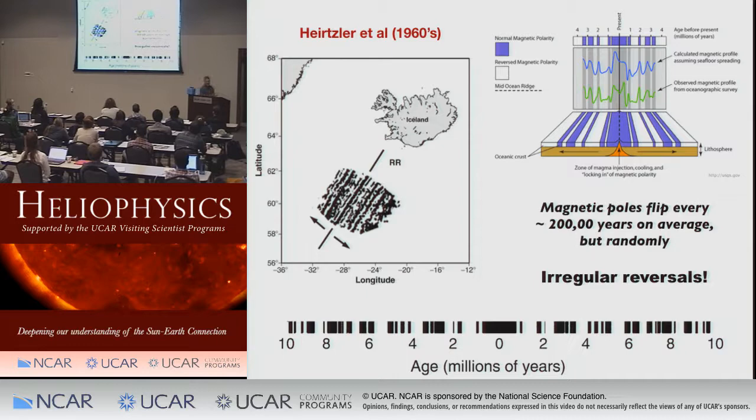So we have a record for millions of years of the Earth's magnetic field, and we know that it reverses roughly every 200,000 years, but oops, that should be another zero there, about every 200,000 years, but irregularly. So there could be a long time between reversals or a short time. And so you've seen, yep.